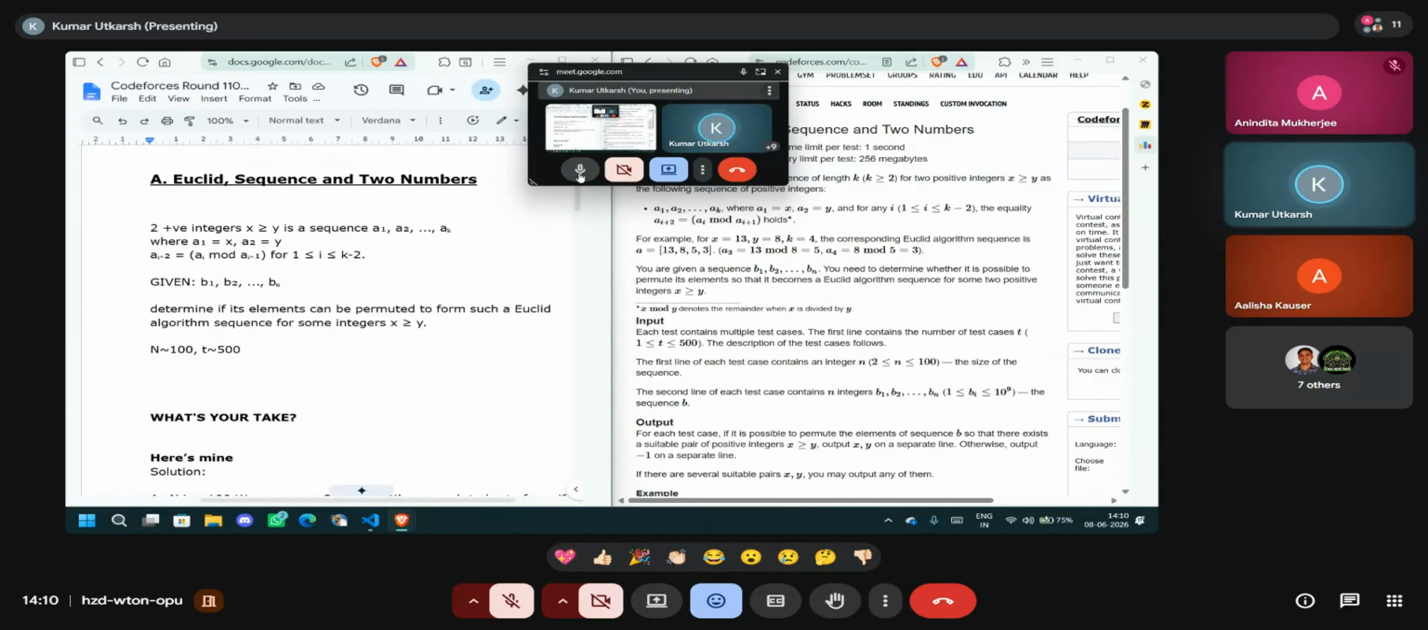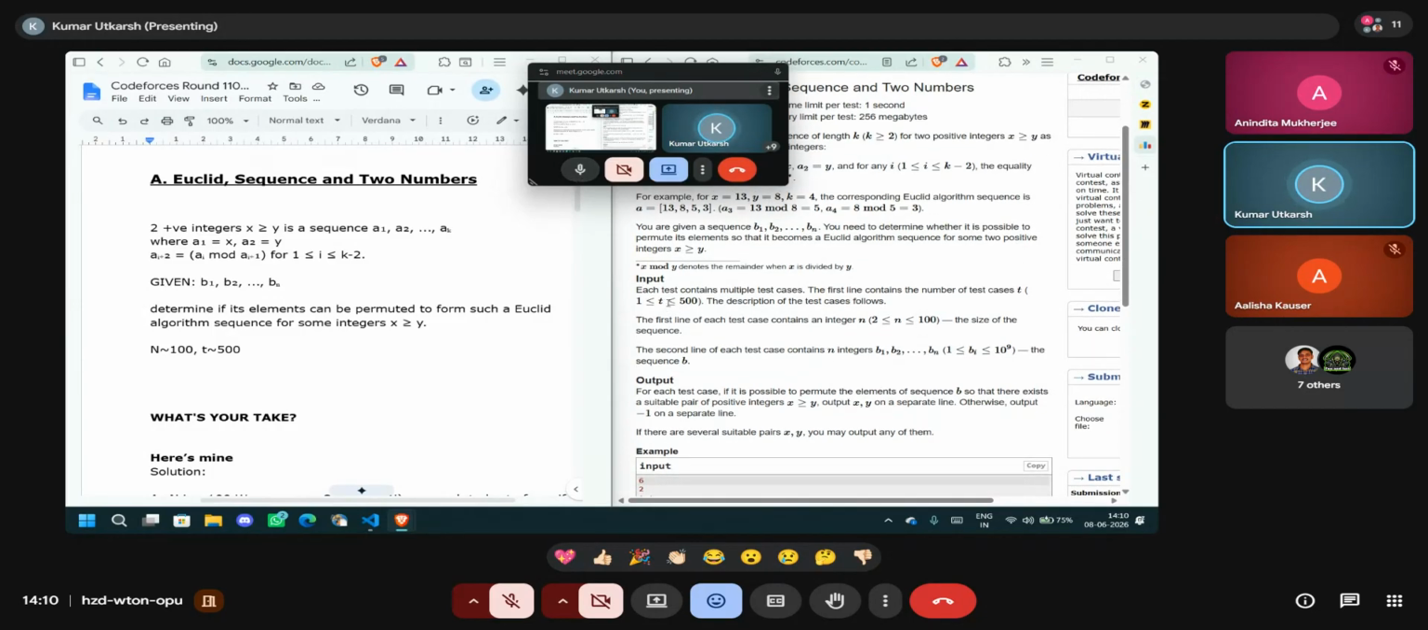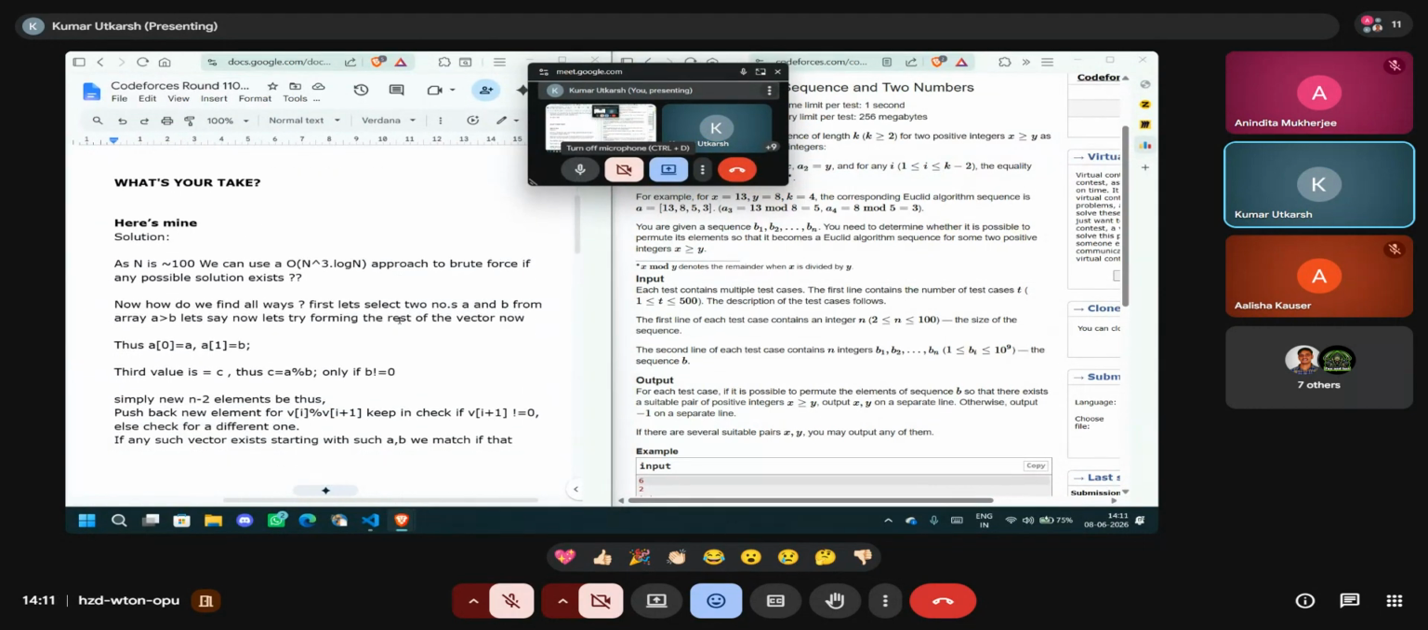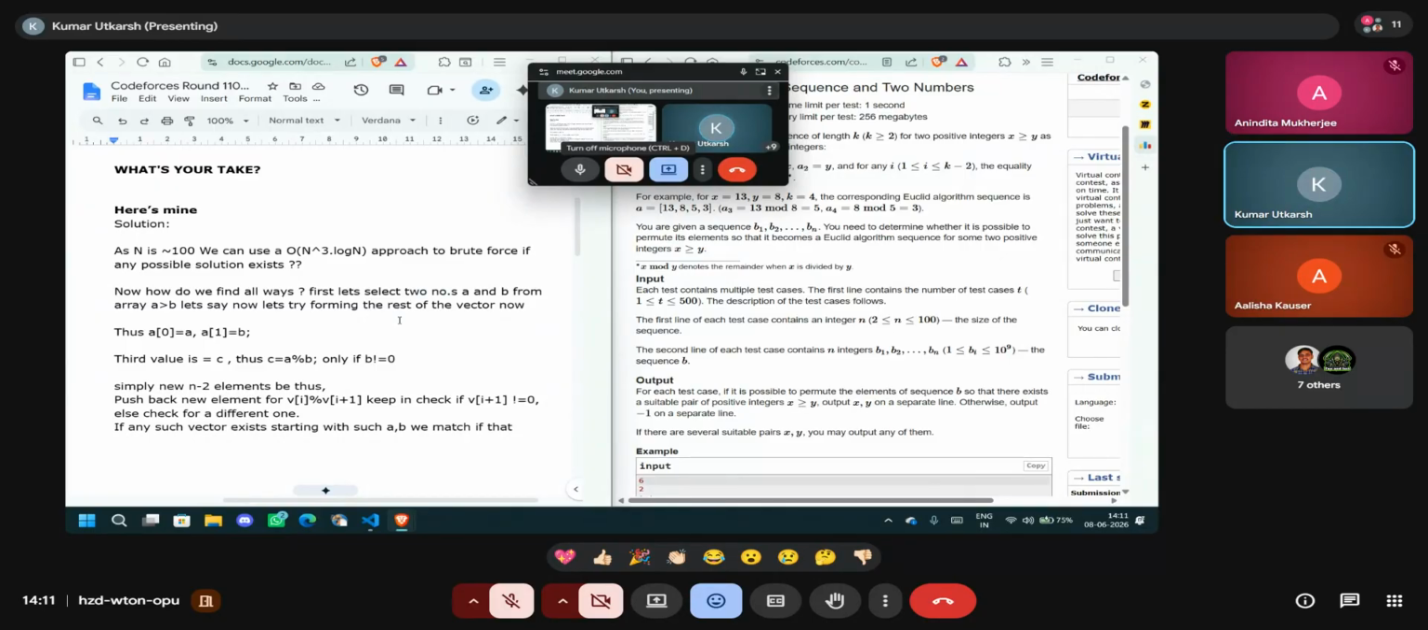Yes, good. Preetham and Alisha, I guess you both did the same thing. Looking at the constraints, you'll see T is 500 and N is 100. Did you get any hint that we can do a brute force for the whole thing? Like we check all the combinations possible and just see if it's possible or not. Did you think in that way? If we brute force, then the combinations will be n factorial, so it would give time limit exceeded.